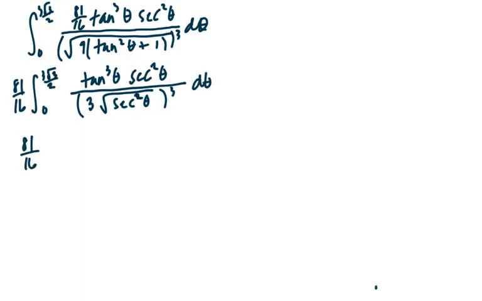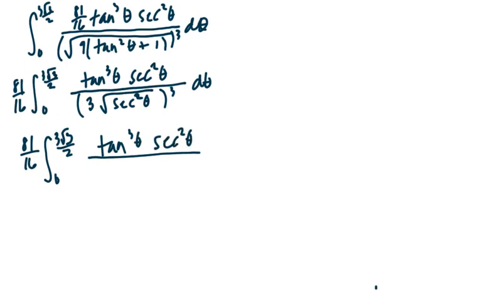So we have 81 over 16, 0 to 3 square root of 3 over 2. I'm going to keep my tangent to the third theta, secant squared theta. Now, 3 to the third is 27. And then the square root of secant squared is secant, and it's the third power. So this is secant to the third power theta, d theta.